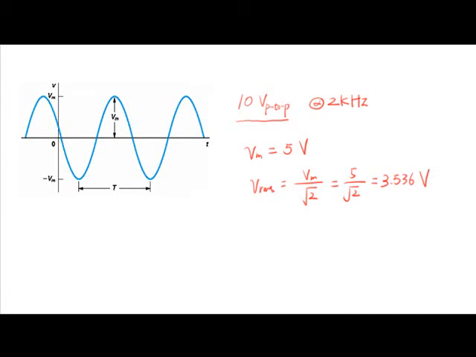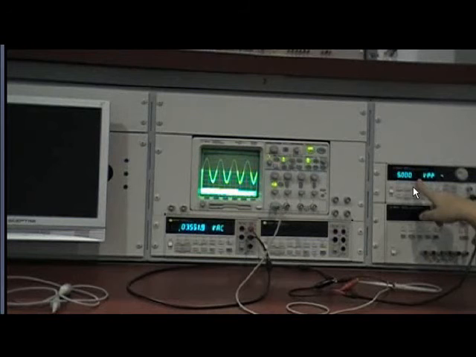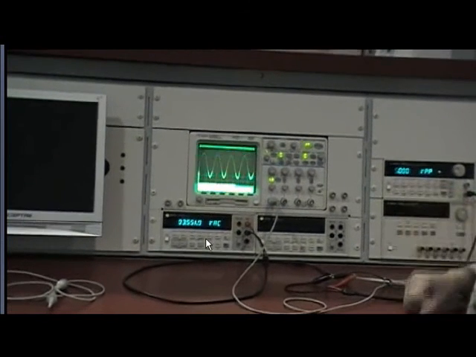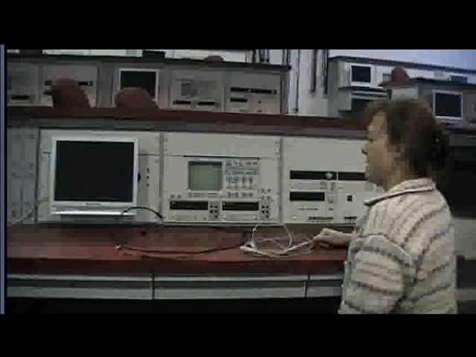So although we set up the function generator to be 5 volts peak to peak, the actual value is 10 volts peak to peak. And the RMS value is 3.5 volts. So don't trust the display of the function generator.